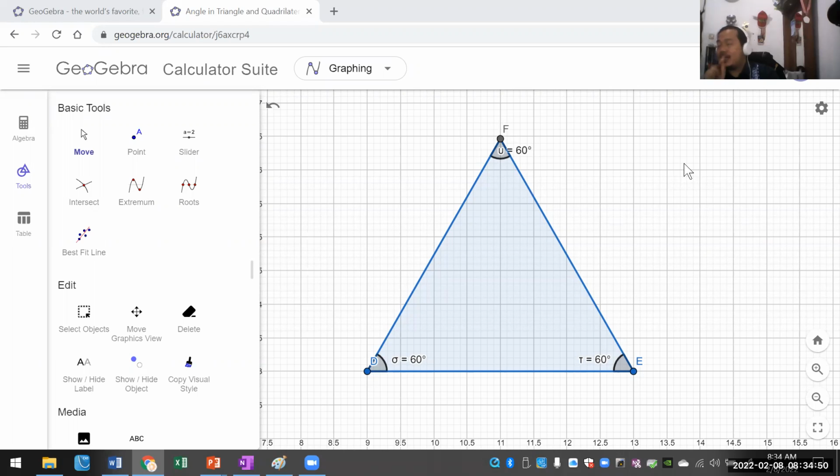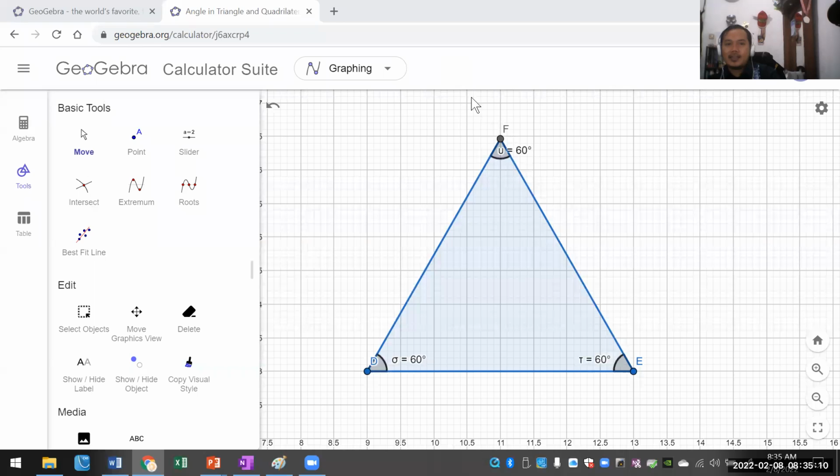Oke. Nah, this one is for an equilateral triangle. As you can see, all of the sides are going to be the same. Kita tadi ada pernyataan ya, if you have an equilateral triangle, you will have 3 equal sides, 3 equal angles. Ya, dia kan sama persis ya. Oke. Ini berarti udah terbukti ya.